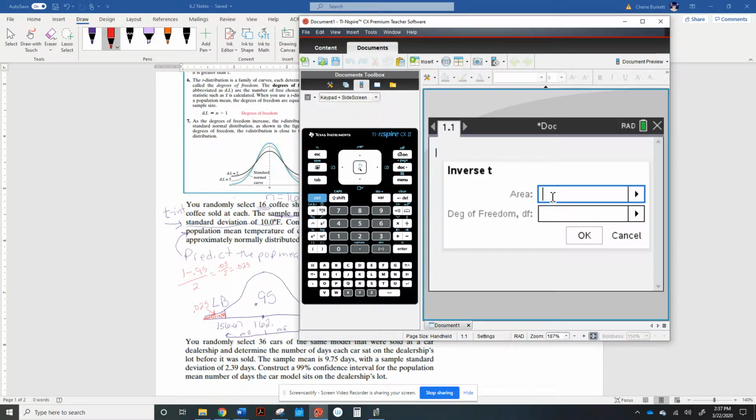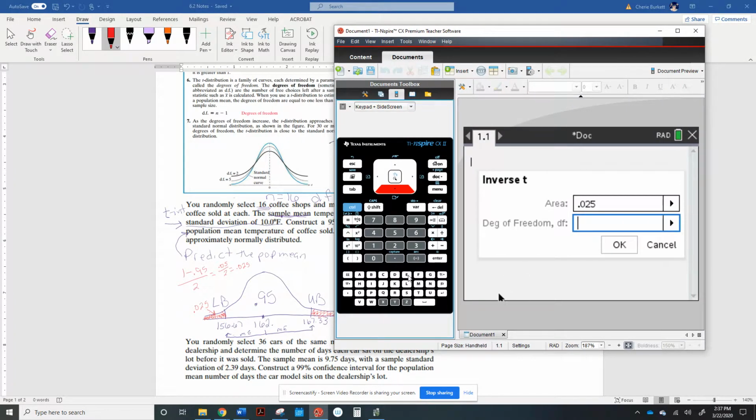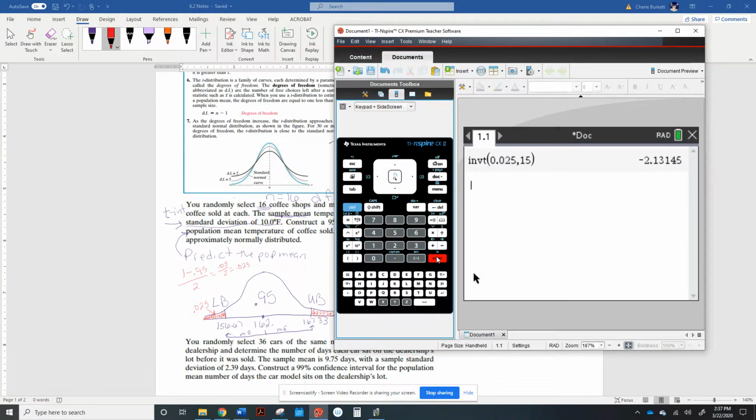And you have to understand that this is the one place where your calculator requires you to use the area to the left. So you have to use this one right here. So you do 0.025. Your degrees of freedom is, remember, 1 less than your sample size. So my sample size is 16, so degrees of freedom is 15. It's just like if you were looking it up on the table. And you tab down to OK.